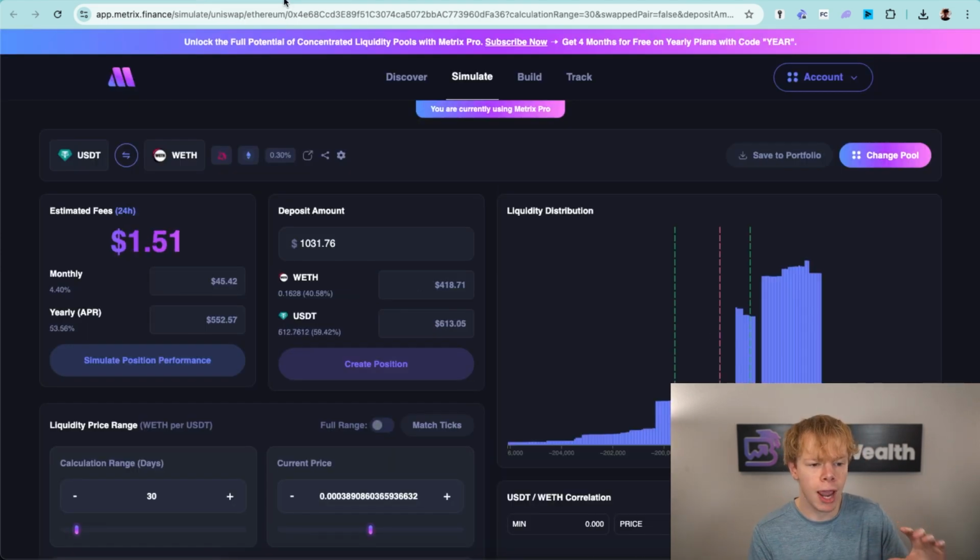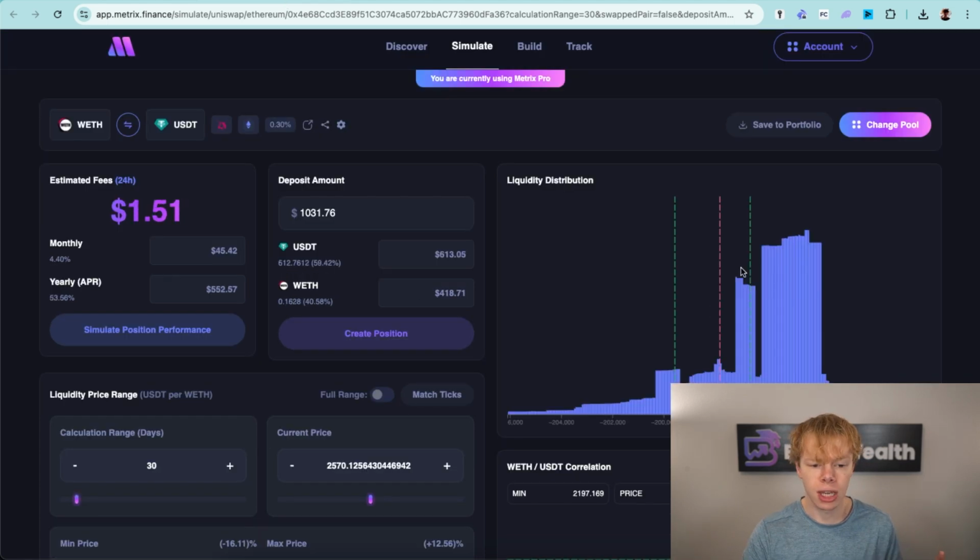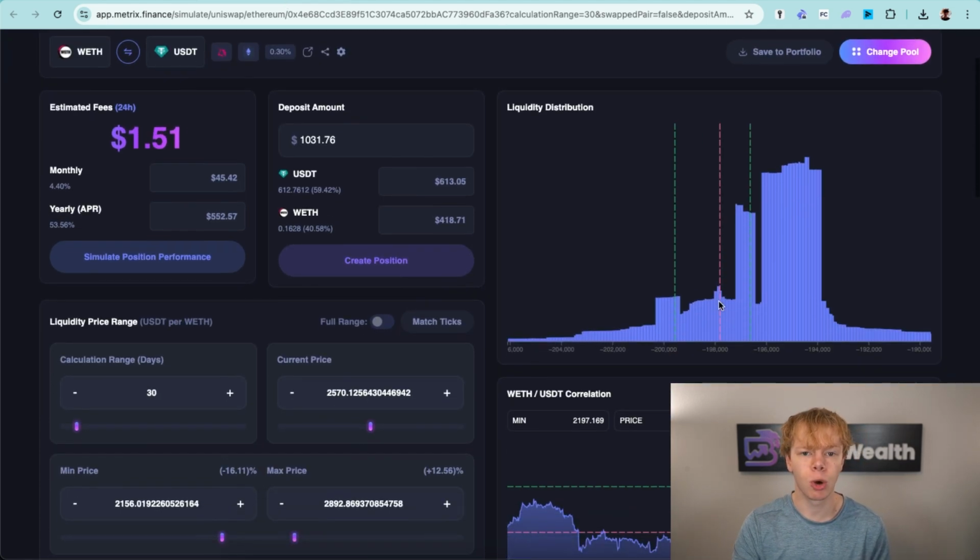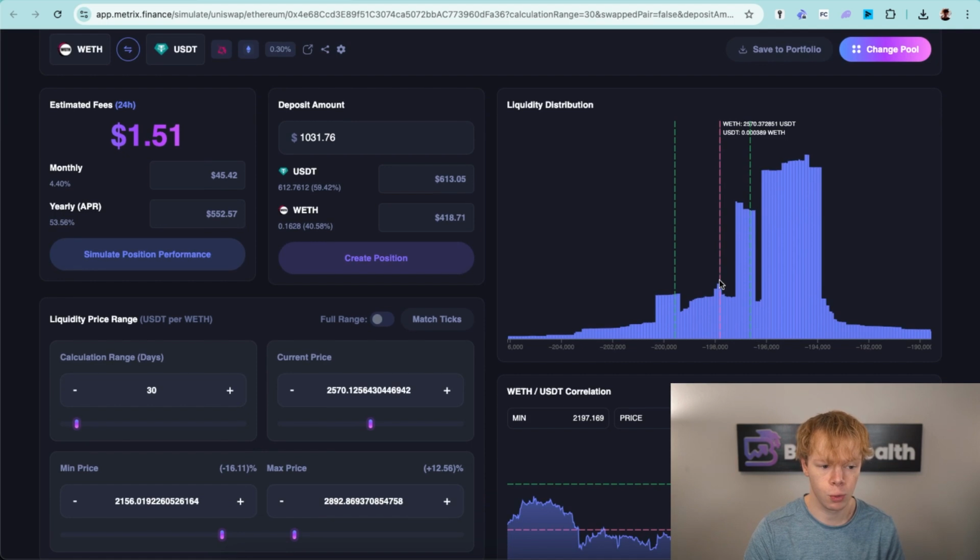Now I want to talk about why this return lines up with exactly what we simulated over on Metrix. The first thing that we did was we analyzed the liquidity distribution to see where other liquidity providers were placing their capital. We saw where there was more capital as well as less capital, and we assumed that the price was going to revert to where there was a little bit more capital. So that was one thing, right? We were at the peak of liquidity distribution for the range.